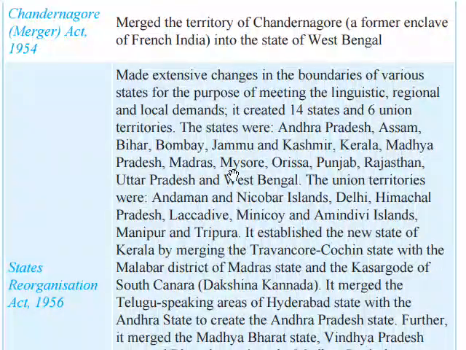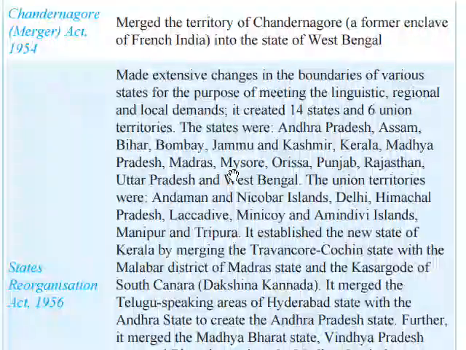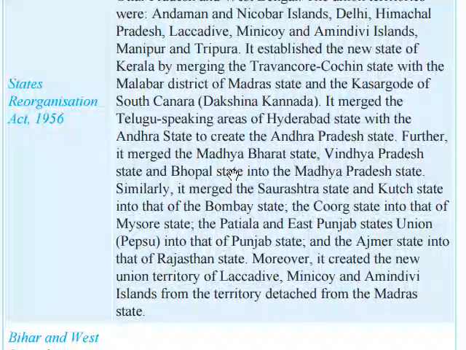The States Reorganization Act of 1956 made extensive changes in the boundaries of various states for the purpose of meeting linguistic, regional and local demands. It created 14 states and 6 union territories. The states were Andhra Pradesh, Assam, Bihar, Bombay, Jammu and Kashmir, Kerala, Madhya Pradesh, Madras, Odisha, Punjab, Rajasthan, Mysore, UP and West Bengal. The union territories were Andaman and Nicobar Islands, Delhi, Himachal Pradesh, Lakshadweep, Minicoy and Amindivi, Manipur and Tripura.